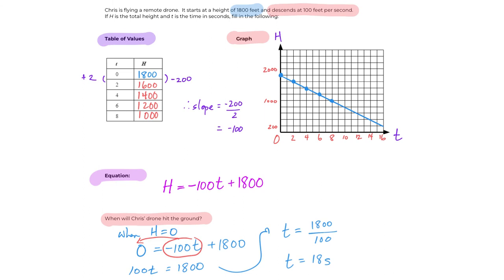I get my line. I cannot put an arrow on the left side of that graph because time does not go negative. However, my graph would extend off my grid to the right, so I will put an arrow on that end. And that's a pretty sloppy arrow. A little better. There we go. There is our table to our graph to our equation to solving for a particular situation in the application.